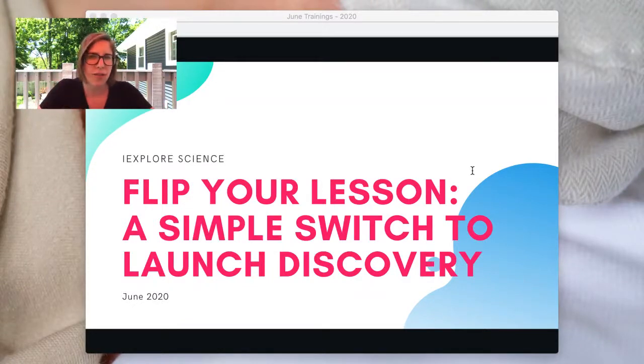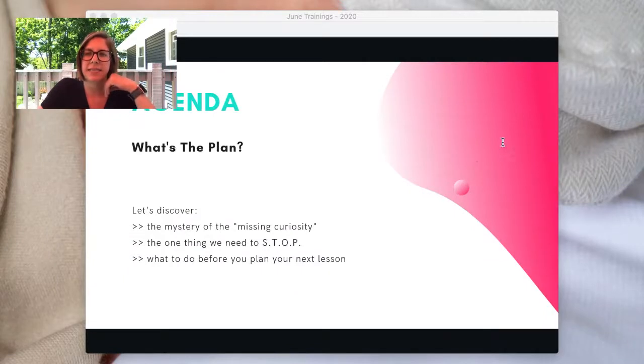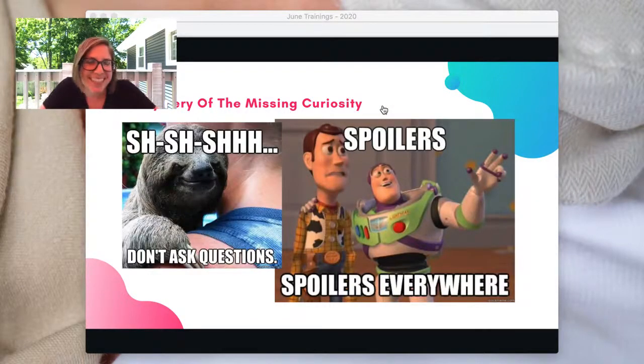I know that I talk a lot about exploration and discovery, and that is really a huge part of that shift. So today we are going to be looking at the mystery of this missing curiosity. What happened? The one thing that we need to stop doing, and then what you should be doing before you plan your next lesson to, again, get that simple shift that gets you working toward bringing that exploration and discovery into your lessons. Okay, so the case of the missing curiosity.